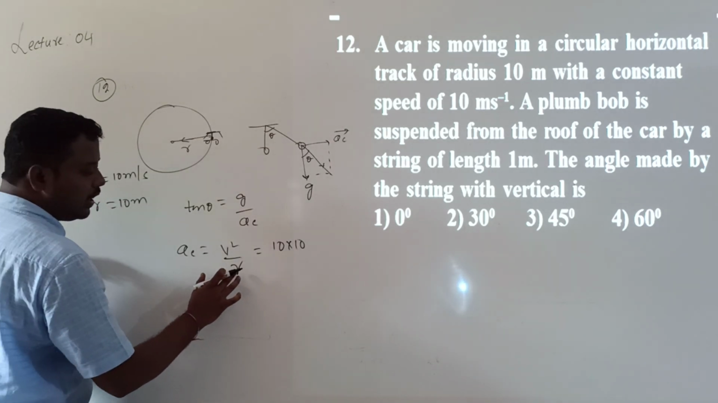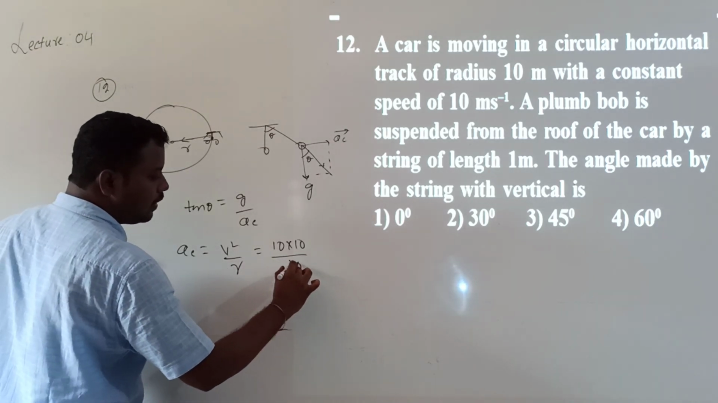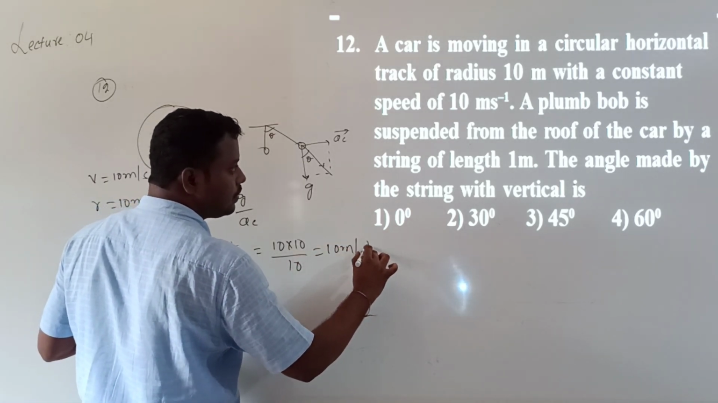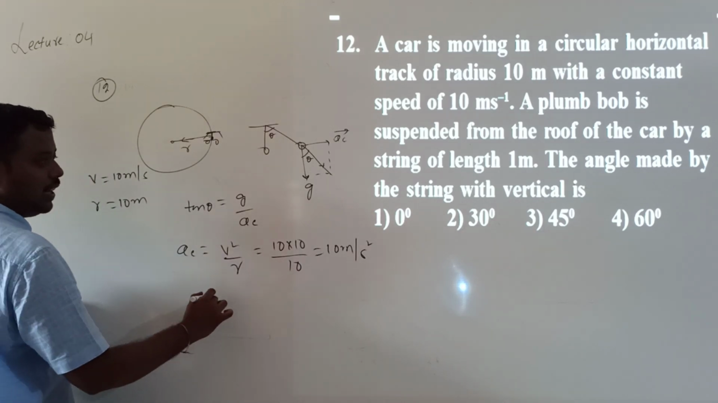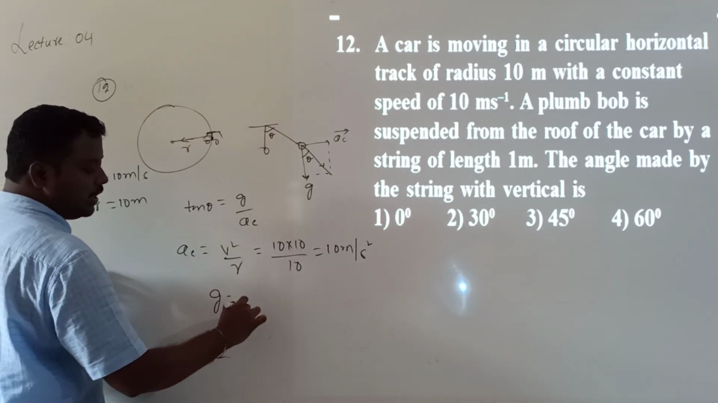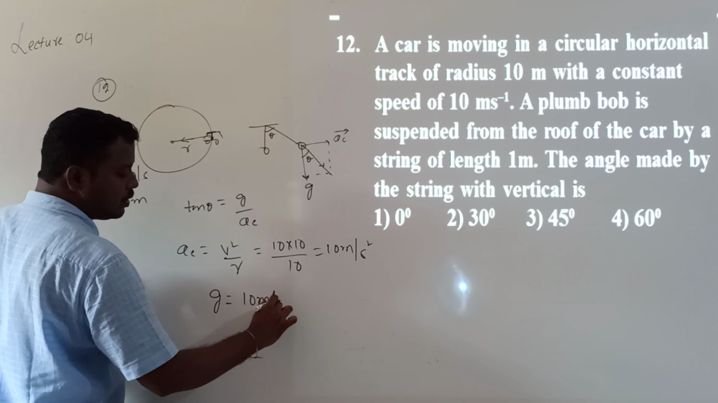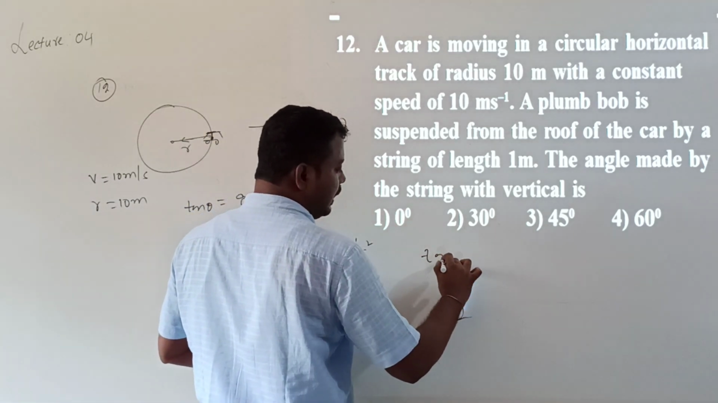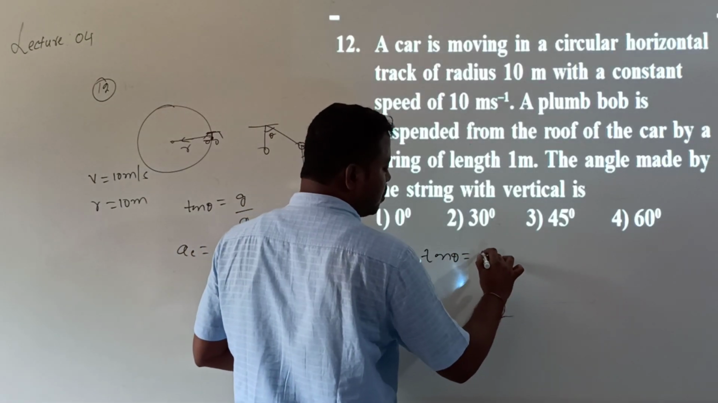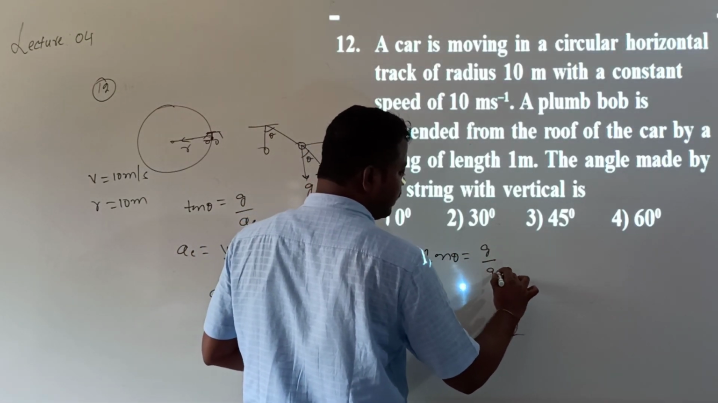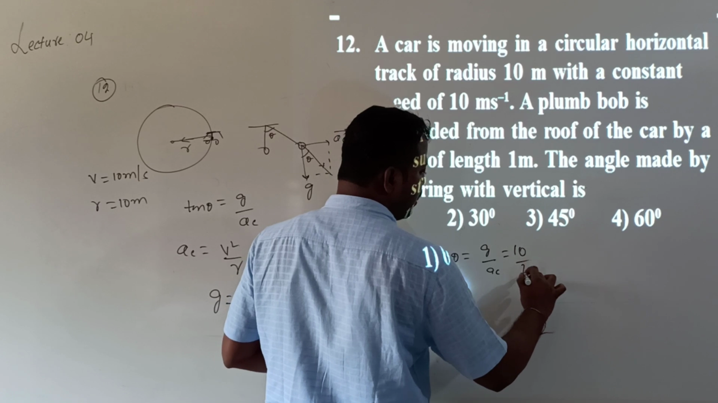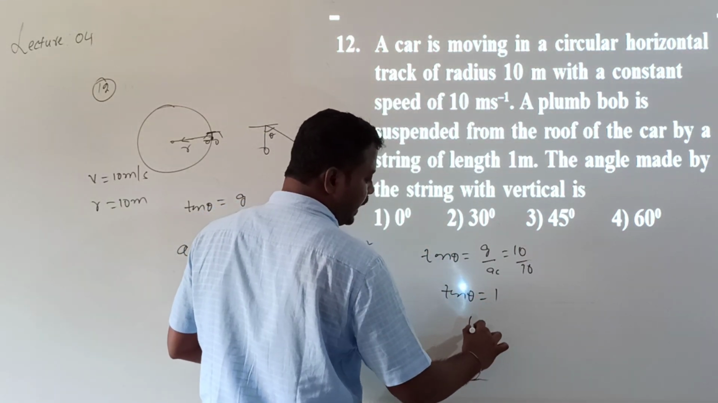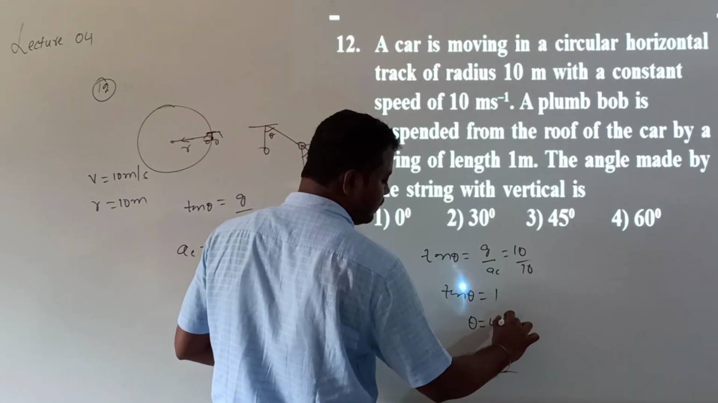Then what will I get? AC is equal to v square by R, v square means 10 into 10, divided by 10. Then I will get the answer 10 meters per second square. They have not given g, but take the g value as 10 meters per second square. Then what is the formula for tan theta? Tan theta is equal to g divided by AC, that is 10 by 10. How much is it? 1. Tan theta is equal to 1. Theta is equal to 45 degrees.